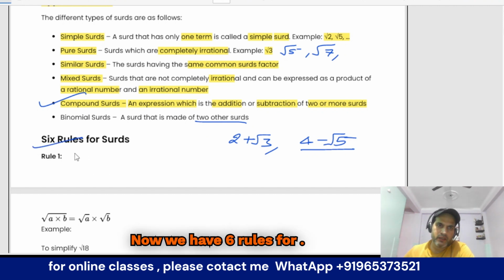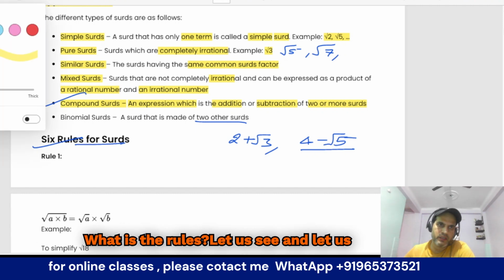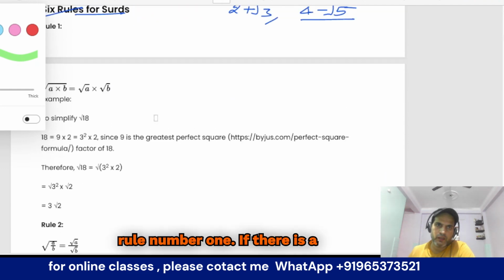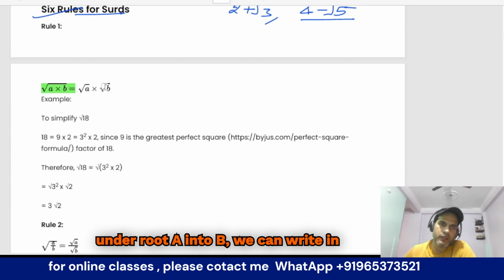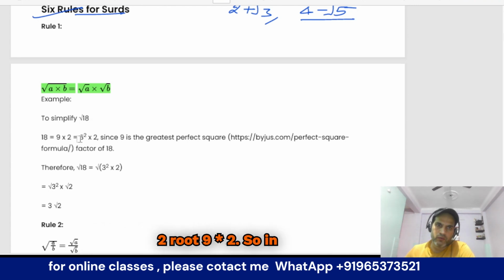Now we have 6 rules for surds. Let's see what the rules are and discuss them. Rule number 1: if there is under root a into b, we can write it in separate form, root a into root b. Like root 18 is written as root 9 into 2, root 9 into 2. In this form we can write it.